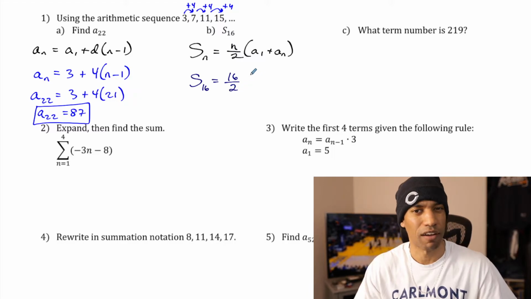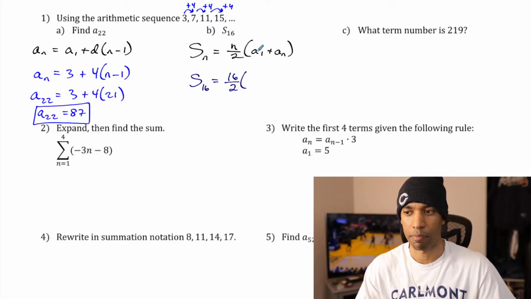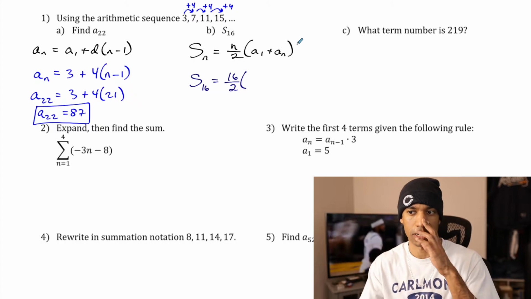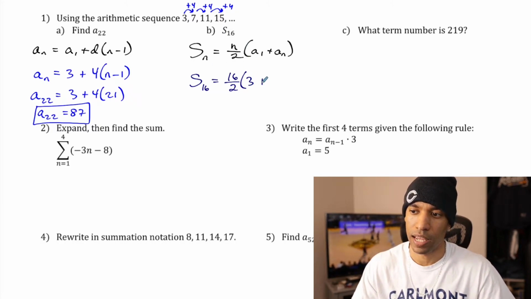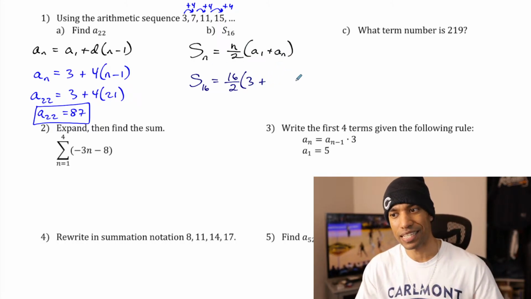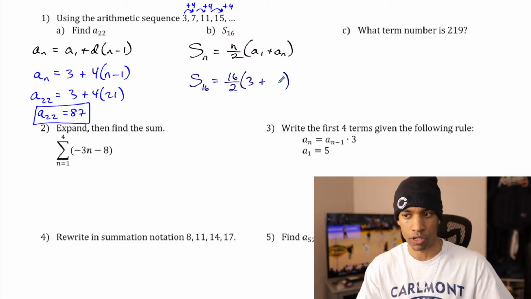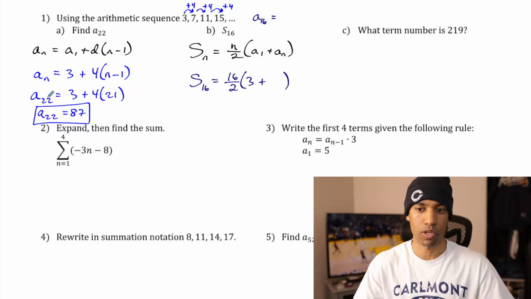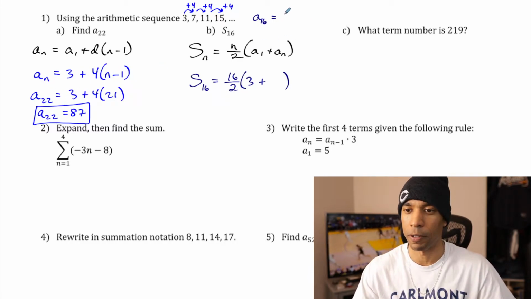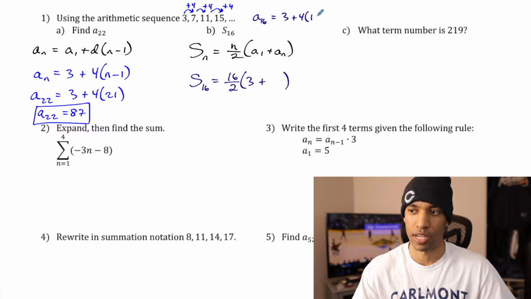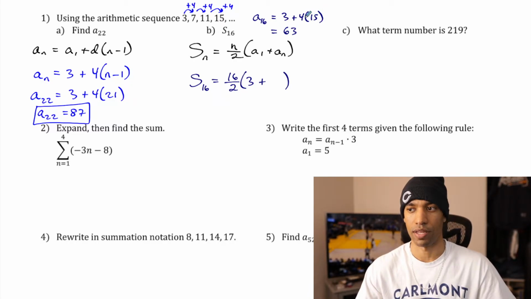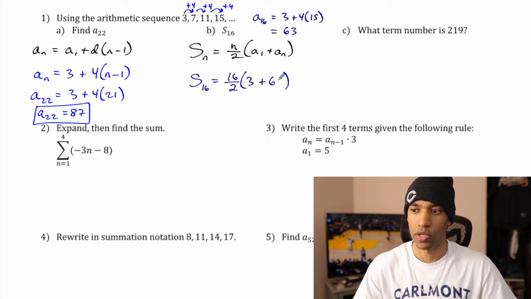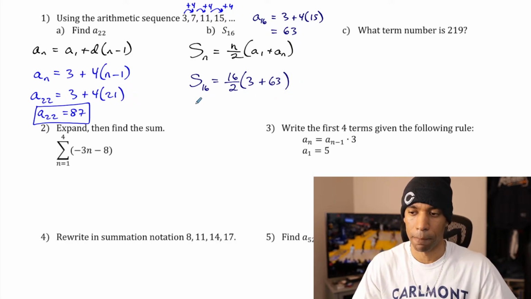That kind of pairs off your terms, if you will. It can pair off the first and last term, second to last term. The first term is 3, and the last term is the 16th term. We have to find its value here still. So we need a sub 16, and it helps that we have the formula here already for it. 3 plus 4 times 16 minus 1, or 4 times 15, is 60. 60 plus 3, so we do 3 plus 63 there.